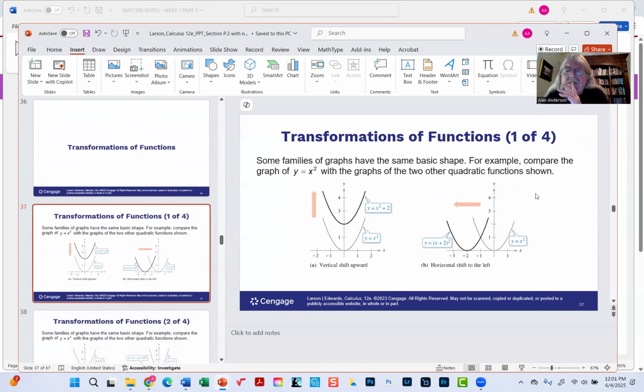Now, this is something that you don't always have time to do in pre-calculus. These are transformations. What they want you to do is see how small changes to these functions will affect the graphs. Okay, so for example, if you notice here, I have two parabolas.